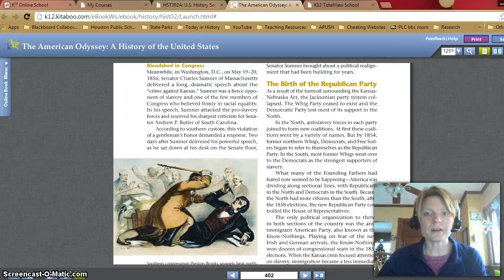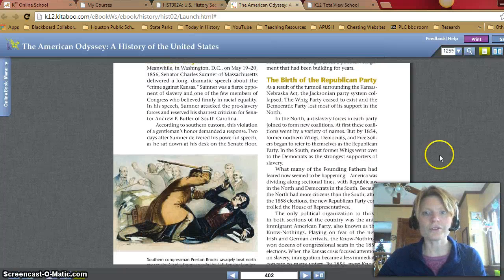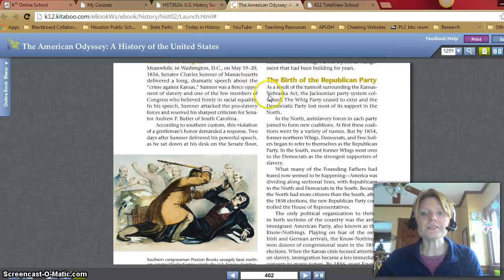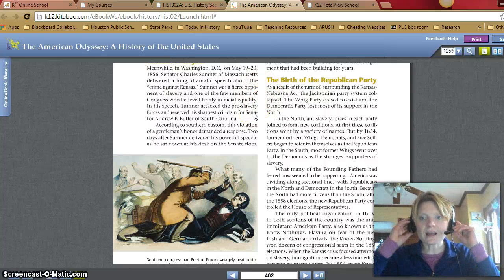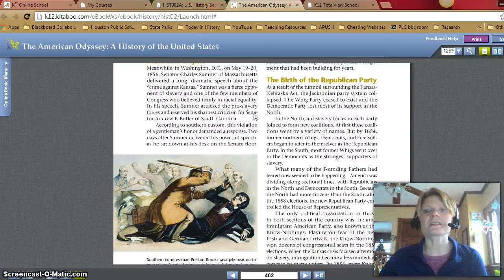Okay, starting on page 402, with the birth of the Republican Party. As a result of the turmoil surrounding the Kansas-Nebraska Act, the Jacksonian party system collapsed. The Whig Party ceased to exist, and the Democratic Party lost most of its support in the North. In the North, anti-slavery forces in each party joined to form new coalitions. At first, these coalitions went by a variety of names, but by 1854, former Northern Whigs, Democrats, and Free Soilers began to refer to themselves as the Republican Party.